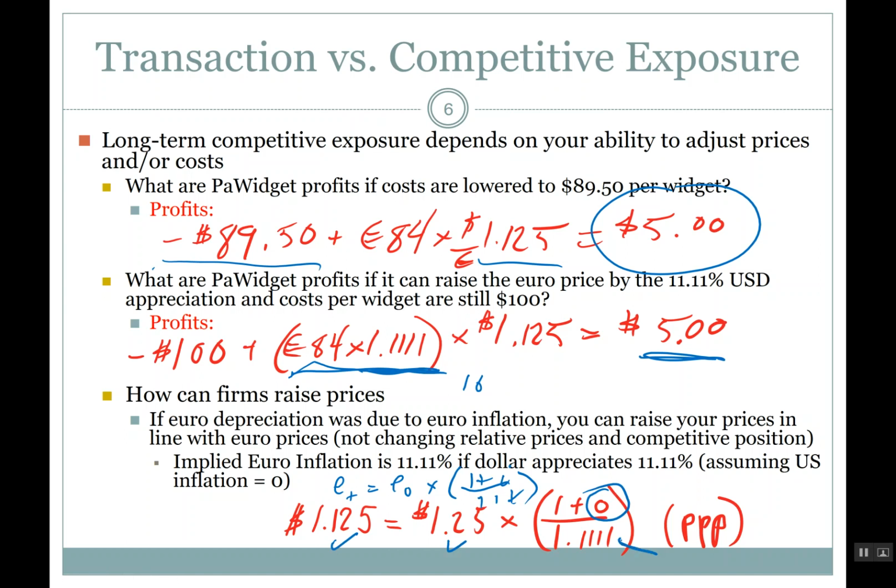Let's solve this equation. In other words, what inflation in the Eurozone would have caused a decrease in the exchange rate from 125 to 112? You okay with that? It's 11.11% inflation. You see what I just did there? Why would the exchange rate go from 125 to 112 if there was zero inflation in the U.S.? Well, it must have been 11% inflation in the Eurozone. So if I assume that all prices in the Eurozone are up 11%, I just raised my widget price by 11% and no one notices. Because the German widget prices all went up 11%, so you just raised your price. I shouldn't say no one notices, but the relative prices are the same. The PA widget and the Dusseldorf widget both went up 11%, and so you didn't lose any sales due to relative price changes.